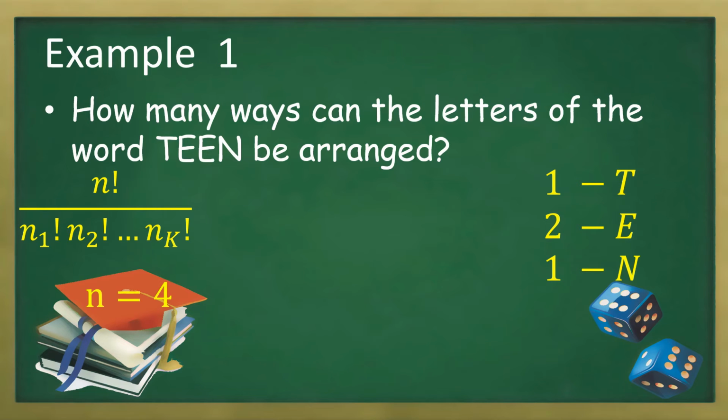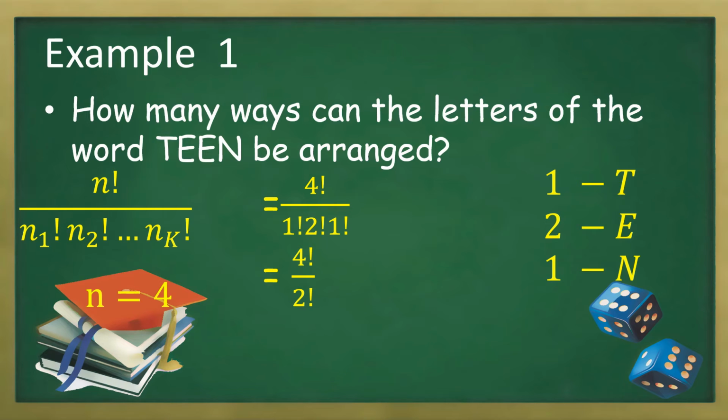So therefore, if you use the formula, we will have 4 factorial, replacing n with 4, over n sub 1, which is the number of t, so 1 factorial. n sub 2 is the number of e, so there will be 2 factorial. Then n sub 3 will be the number of n, so there will be 1 factorial. Notice that since we only have one letter t and one letter n, that will give us 1 factorial and another 1 factorial in our formula, so we can now remove those 1 factorials. So therefore, we're going to have only 4 factorial over 2 factorial.